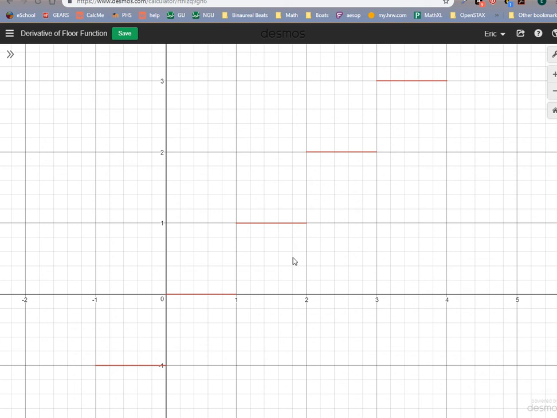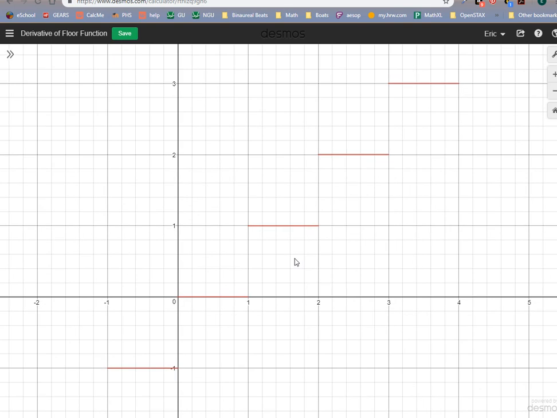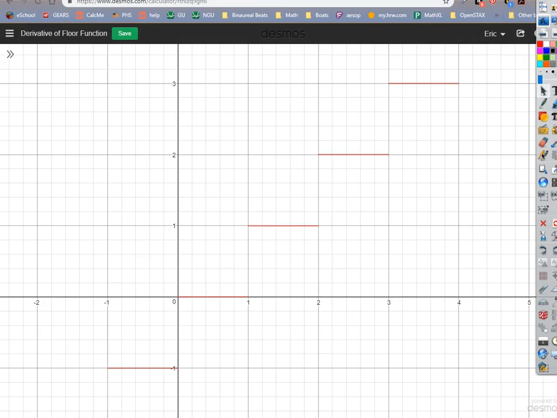So here's our floor function, or greatest integer function. If we look at the graph of the derivative at 1.5, what's the derivative? 0, right? Because what is a derivative? It's the slope of the curve. If I look at that point right there, the derivative is 0, a horizontal tangent.